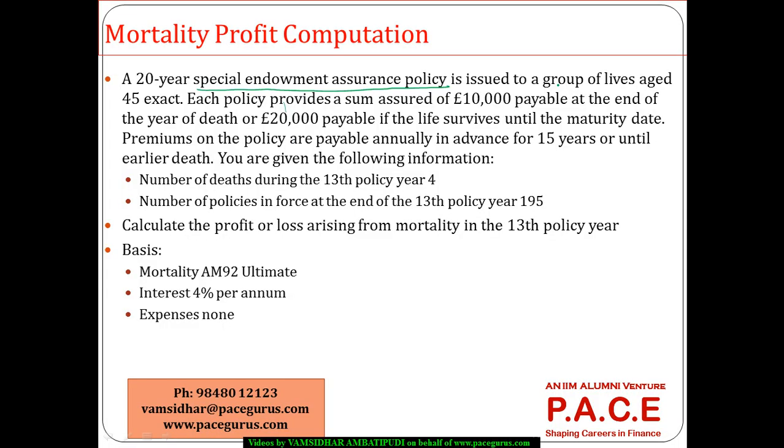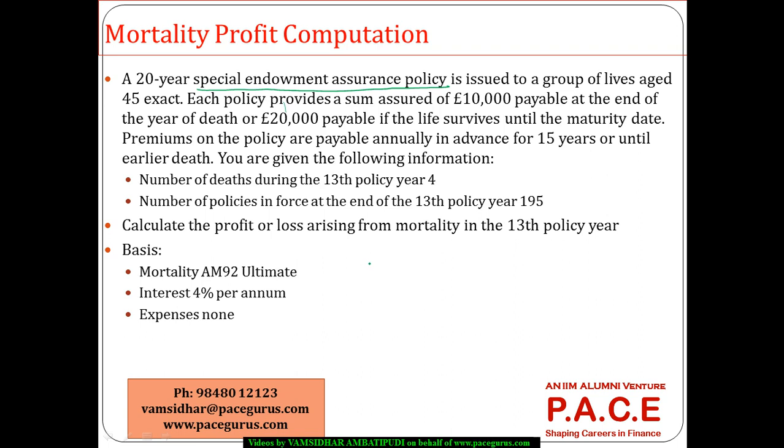Now I want to find out the profit or loss arising from mortality in the 13th year. For that, I have to first compute the premium part, then compute the reserves, and based on that compute the mortality profit. So what should be the premium here?